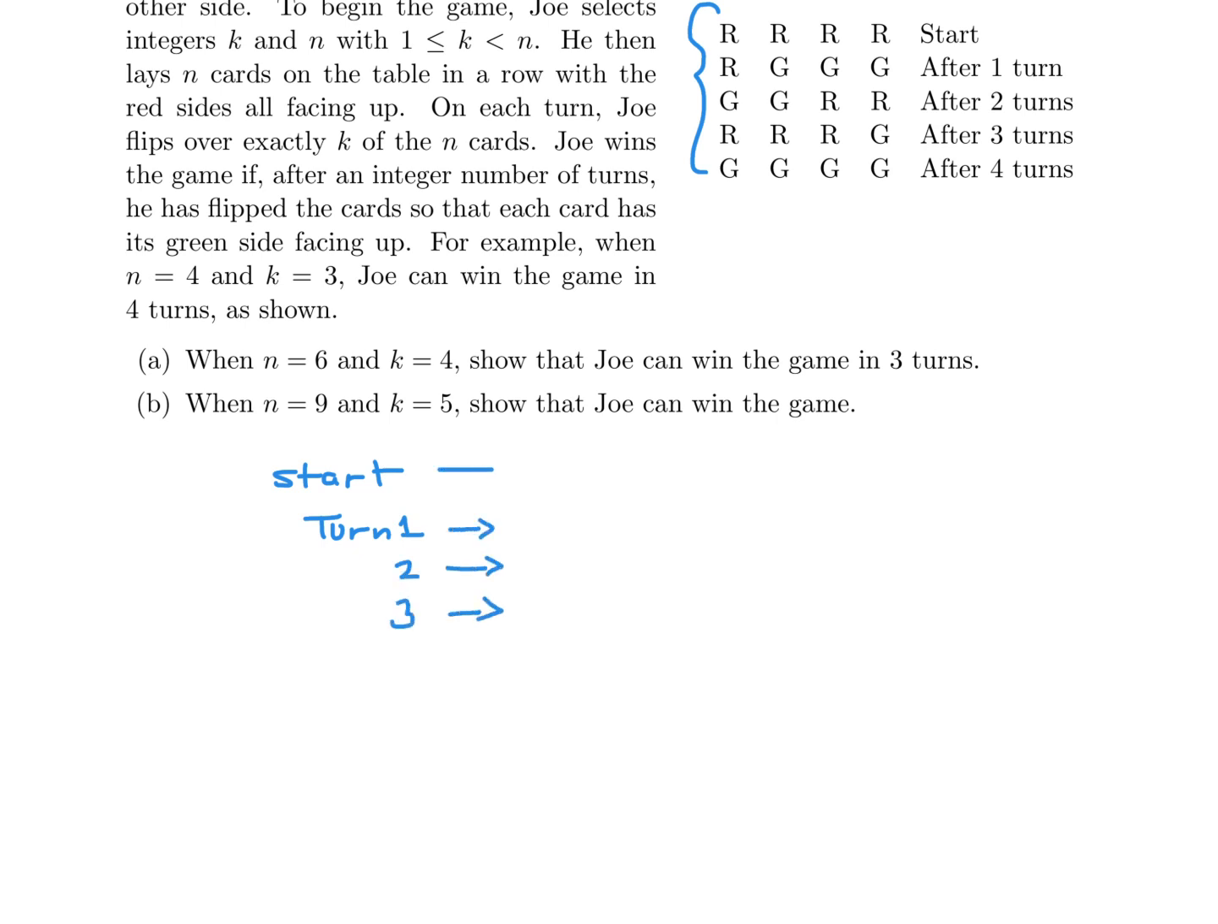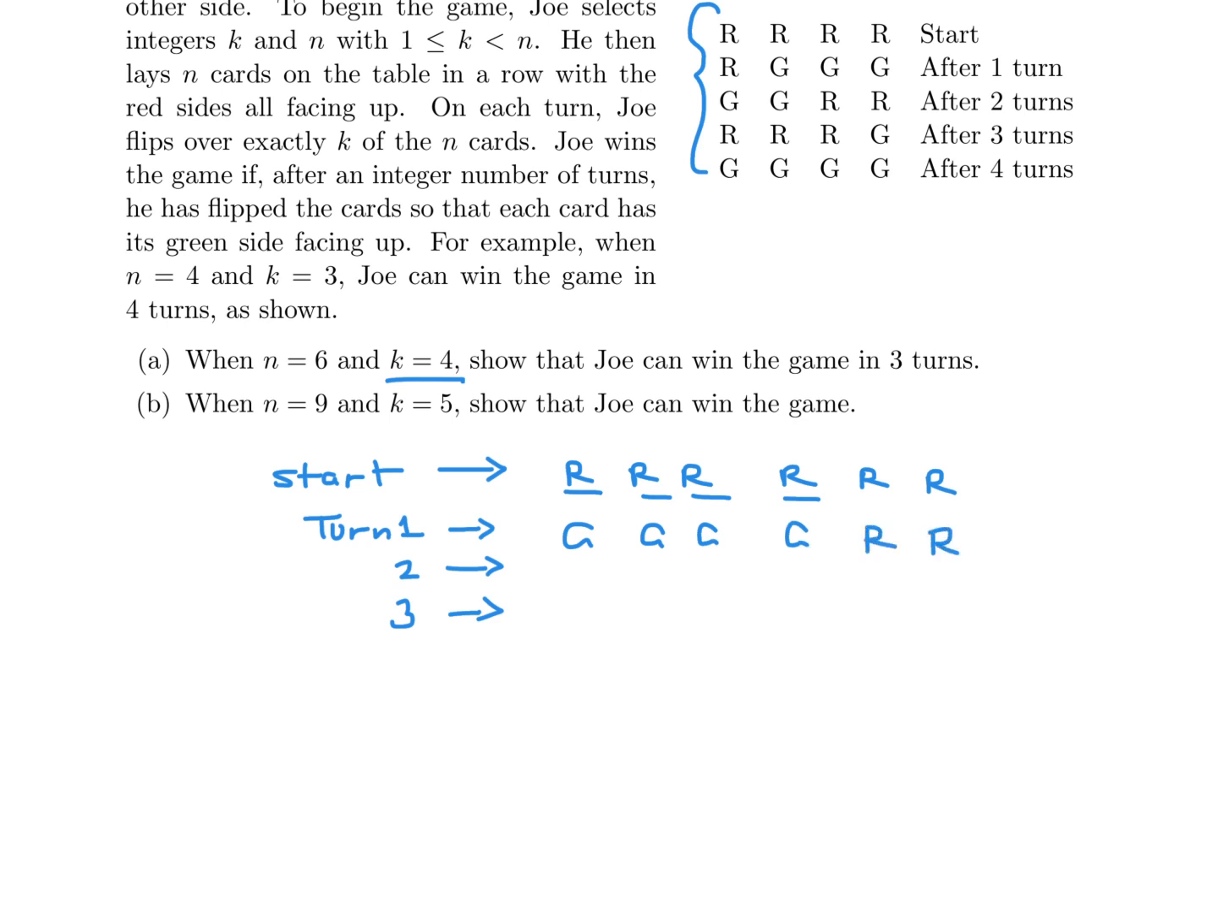Okay. Let's see if we can do this. So we're starting with n equals 6, right? So there's 6 of them in the beginning. So R, R, R, R, R, R. And then k is 4, so that represents how many we have to flip. All right, let's see here. Let's flip the first 4, so they become G, G, G, G, and these remain R, R.